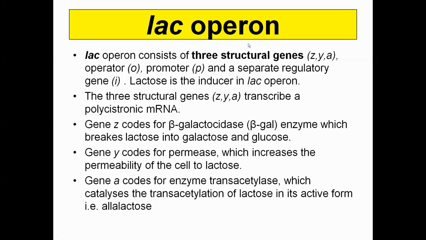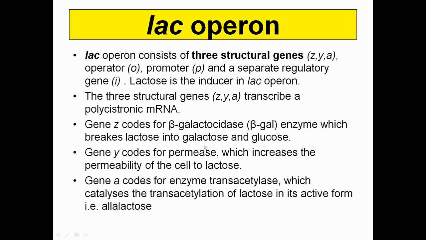You can see three genes, that is Z, Y, A, going to be controlled by the promoter region, and there is also one operator region which helps the binding of the RNA polymerase. If RNA polymerase is unable to bind, why is it not able to bind? Because of the presence of the repressor protein. The three structural genes transcribe the polycistronic mRNA, and Z encodes beta-galactosidase.